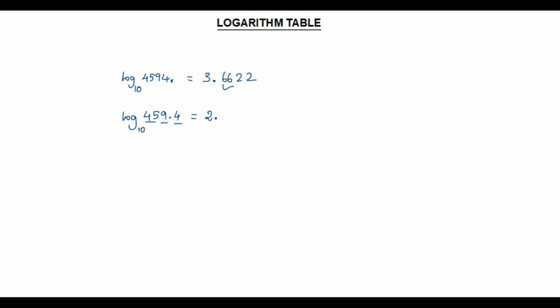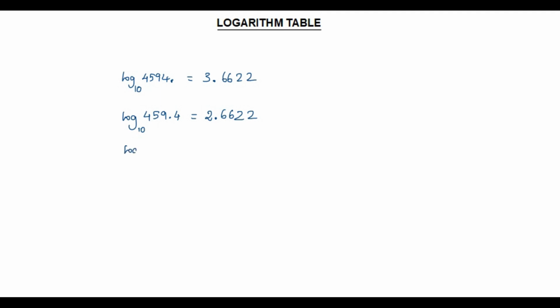Again we'll be getting the same value 6622. So we get 66.22. So the logarithm of 459.4 to the base 10 is equal to 2.6622. So the decimal point we have here will not play any role in the logarithm table. The only thing we do is count the number of digits before the decimal point and subtract 1 from it. That's it.